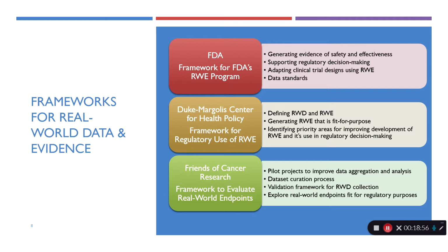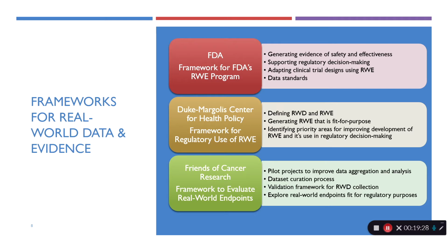Obviously, we have the FDA framework for the Real World Evidence Program. Their primary focus is generating evidence of safety and effectiveness. They're supporting regulatory decision making with this real world evidence and focus somewhat on adapting clinical trial designs and establishing some data standards. But when it comes to what FDA's main focus is, it's protecting public health. So their framework for real world evidence is focused on safety and effectiveness and regulatory decision making. And that really makes sense.